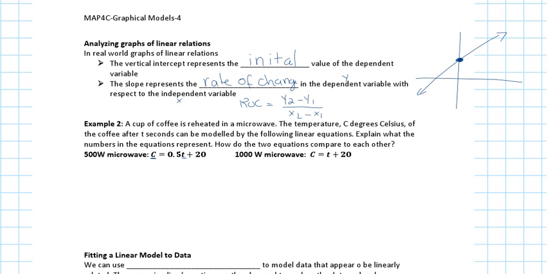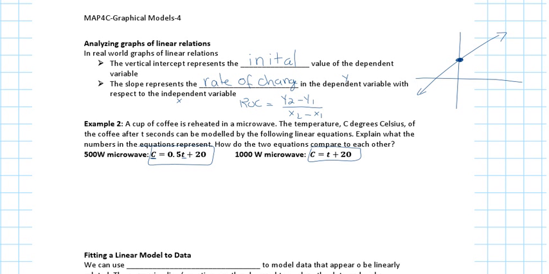In the 500-watt microwave, my equation is C equals 0.5T plus 20. In the 1,000-watt microwave, my equation is C equals T plus 20. What are the similarities and differences between these two equations? The same y-intercept, and why is that? That's the starting point, right? If you have a coffee, the starting temperature is 20 degrees. Sure, I'm putting it in the microwave with a starting point, an initial temperature of 20 degrees.